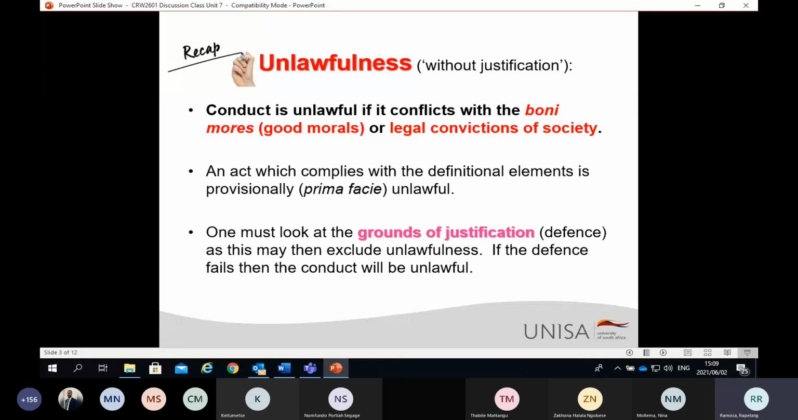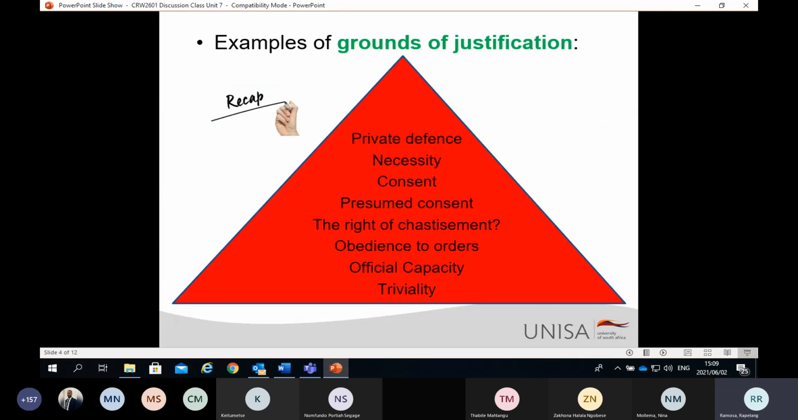And we spoke about the grounds of justification over the last 2 weeks, covering private defense. And then last week, Professor Molema covered the rest of the grounds of justification, being necessity, consent, presumed consent, obedience to orders, official capacity, and triviality. You are also informed not to study the right of chastisement, given the developments in the recent Constitutional Court judgment regarding that defense.